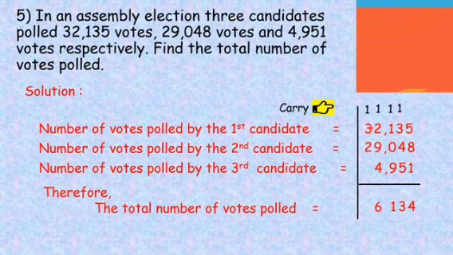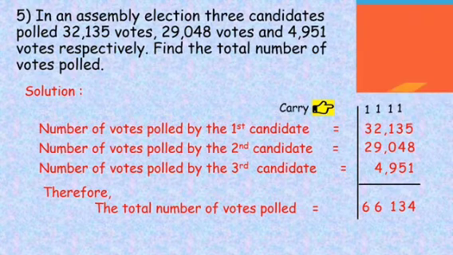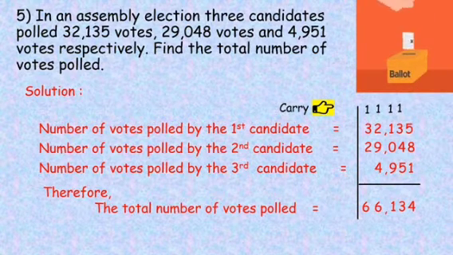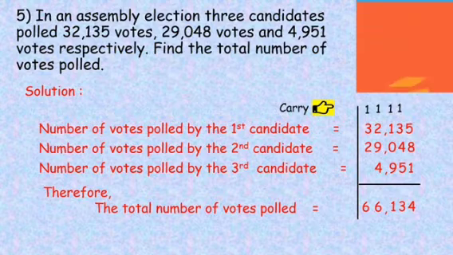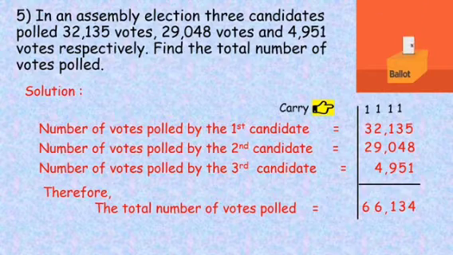1 gets carried over and 6 goes to the bottom. Now here 3 plus 1, 4, 4 plus 2 is 6. So the answer is 66,134 votes. I hope you have all understood, children.